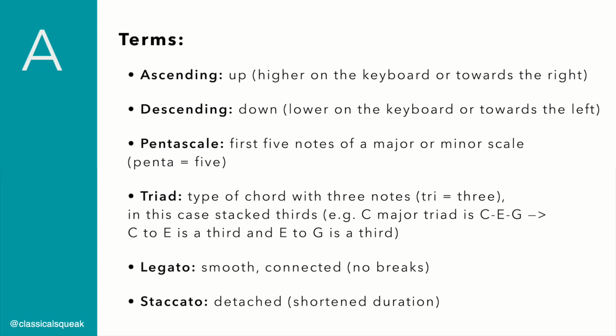A triad is a type of chord with 3 notes. In this case, we have stacked thirds. For example, a C major triad is C, E, G. C to E is a third, and E to G is also a third.